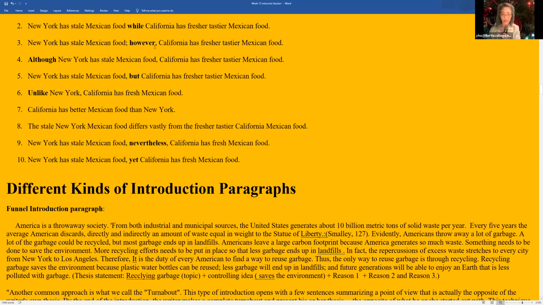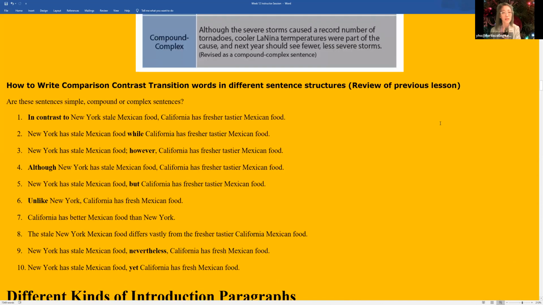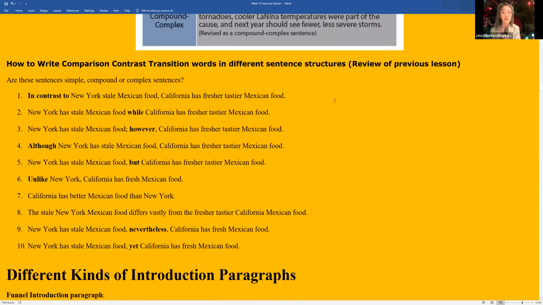You can always get a transitional word list from Google by Googling transitional word list. You can also Google subordinating conjunction list. So that way you know how to construct your sentences. So basically in all of this, I wanted to prove that you can write your comparison contrast essay using all different sentence structures for the same thing. It all depends on what conjunction you use.